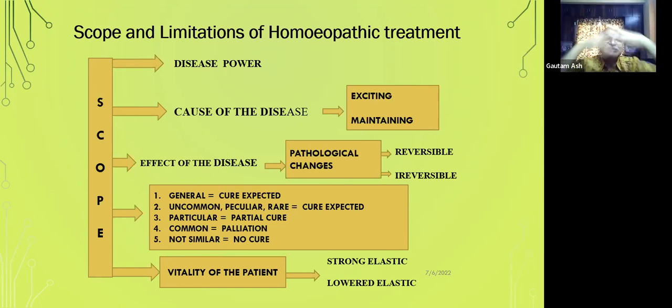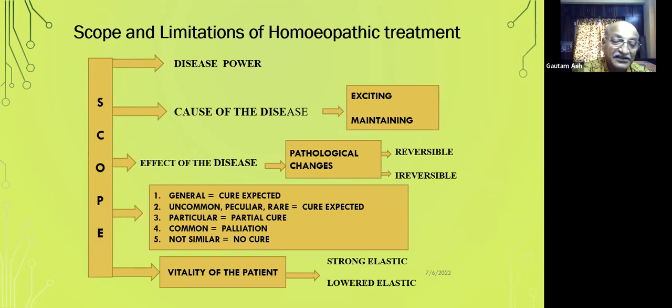Then if we get the general symptoms from the patient by taking the history, cure is always expected by totality and by similimum. If uncommon, peculiar, rare symptoms are there, definitely it is another area where cure is always expected by homeopathy. Particular, partial cure: if we get only a particular symptom, that means a one-sided disease, in that case we have to prescribe.